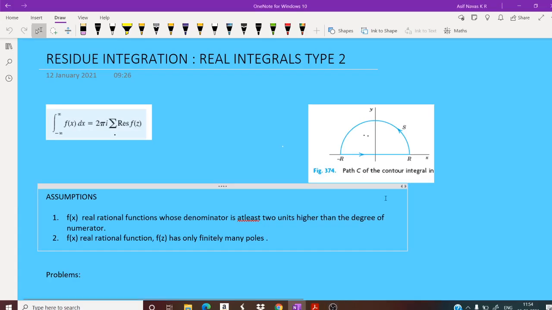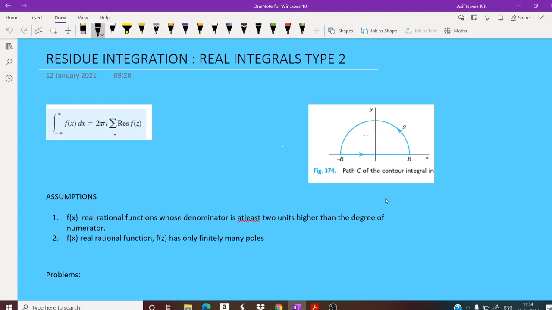So in this lecture we will discuss the application of residue integration, type 2 real integrals. If you want to calculate the integral from minus infinity to infinity of f of x dx, then that must be equal to 2 pi i times the sum of residues of f of z, where the singularities are the singularities in the upper half plane.